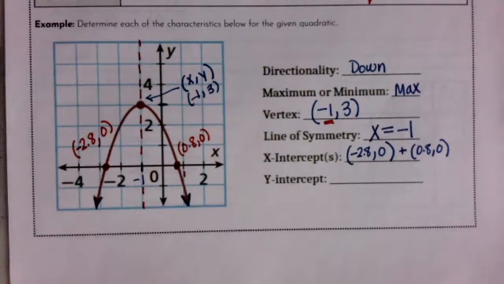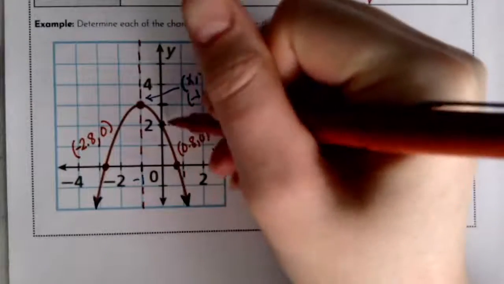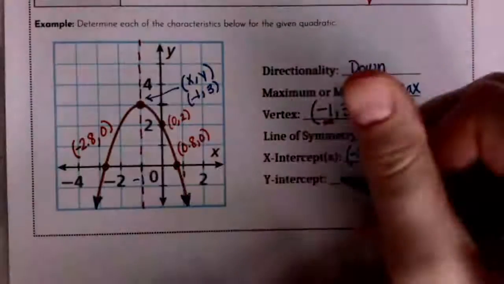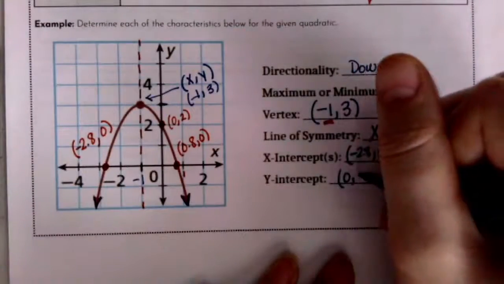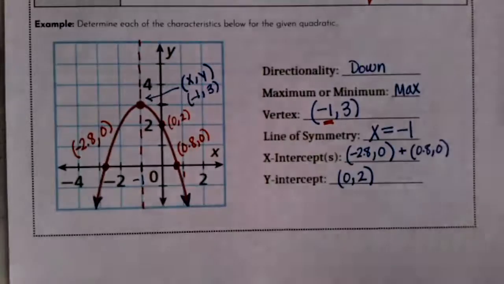So now last one, y-intercept is where we cross the y-axis, and this is at 0, comma 2, for my y-intercept. And these are all of my characteristics for quadratics.